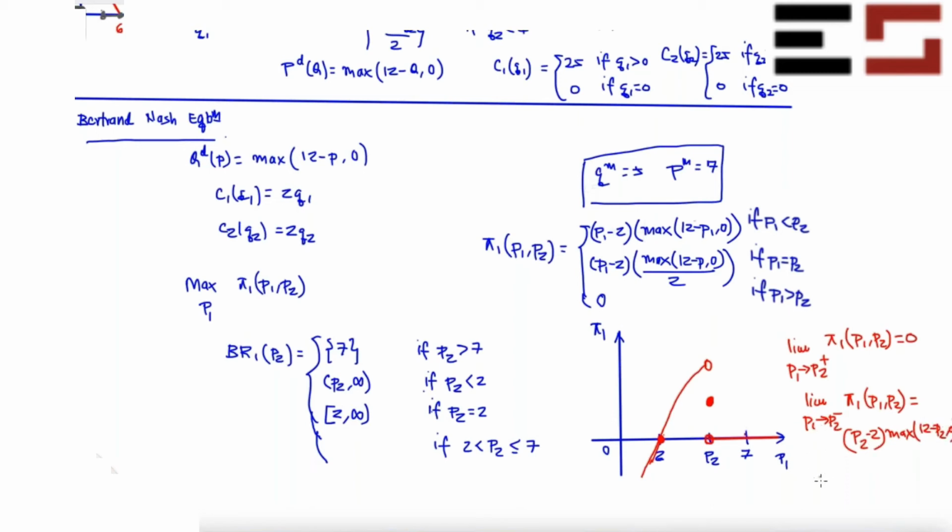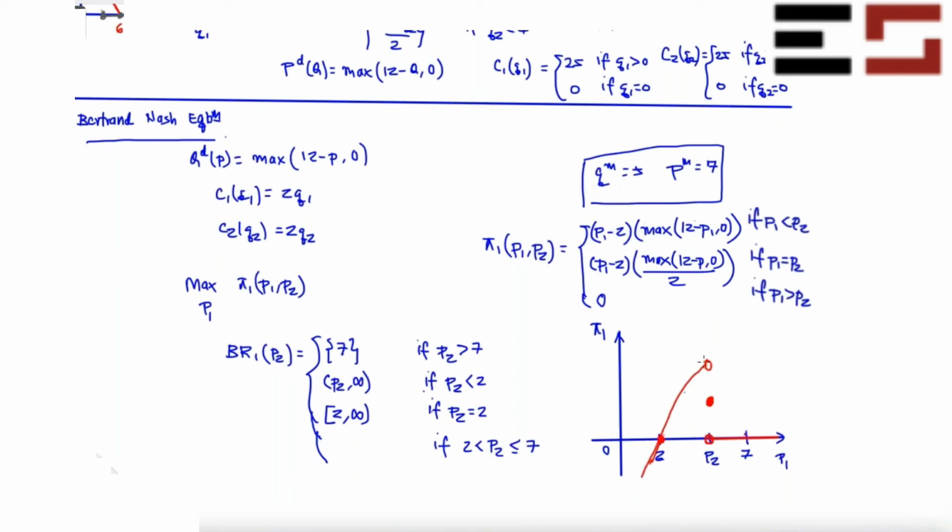And what is the value of this at P1 equal to P2? So basically pi 1 P2 P2. What is pi 1 P2 P2? Pi 1 P2 P2 is this value, right? It is exactly half of this. Is that clear? Okay, let's come back to this problem.